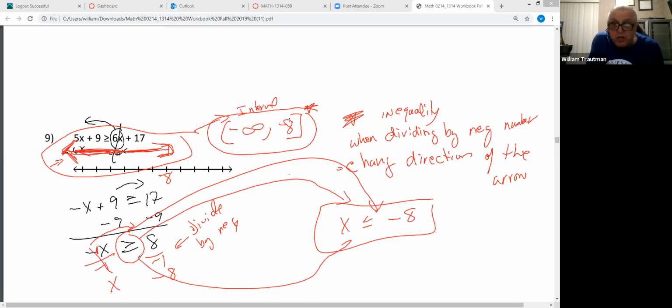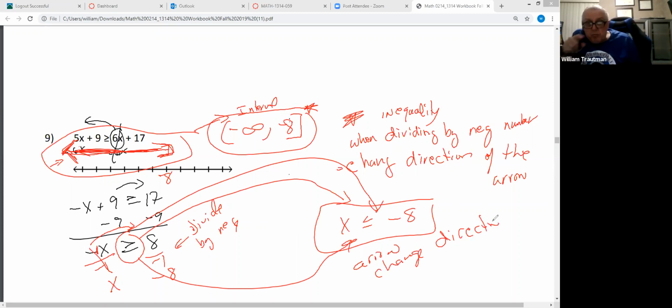It's really important. The arrow changes directions only when you divide or multiply by a negative number in inequalities. That's why I say try to keep the x positive, and you'll never have to divide by a negative number. Try to keep that x positive.